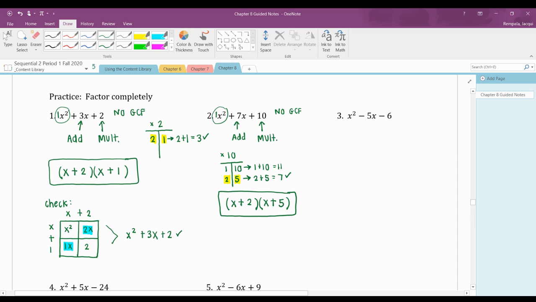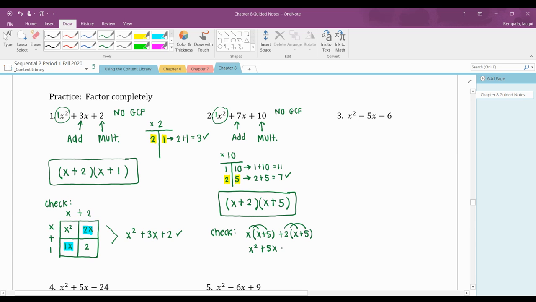Once again, I could always double check to make sure that I have the correct answer. I'm going to do the distributive property this time, so I'm going to break up that x plus 2. So we'll have an x that gets distributed to the second polynomial, so the x plus 5. And then I have that positive 2 that gets distributed to that second polynomial of x plus 5. So if I start distributing, x times x is x squared, x times 5 is 5x.